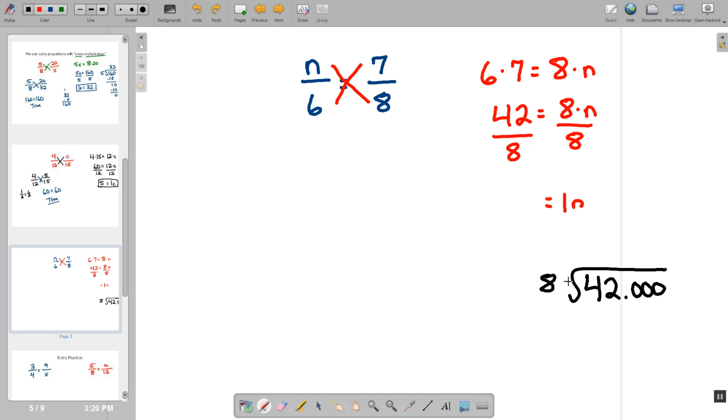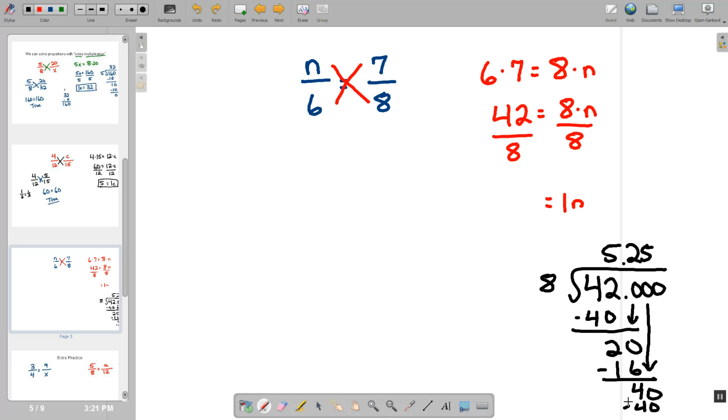So 8 times 5 is 40. We bring our decimal up. 8 times 2 is 16. That's the closest multiple. Up, and here we go. We hit it right on the nose. 8 times 5 is exactly 40. Therefore, our value of n is 5 25/100, or 5 1/4. Both of those are the same. So we're going to write that over here.